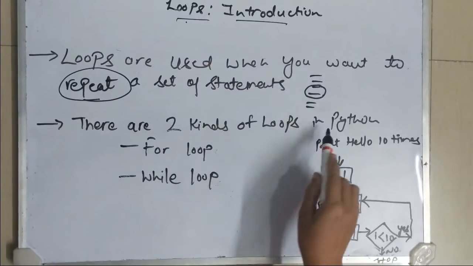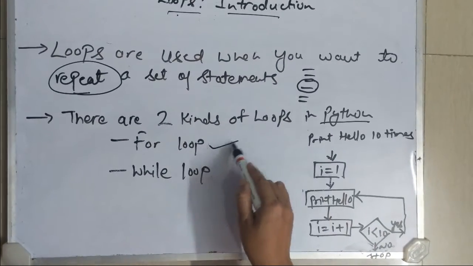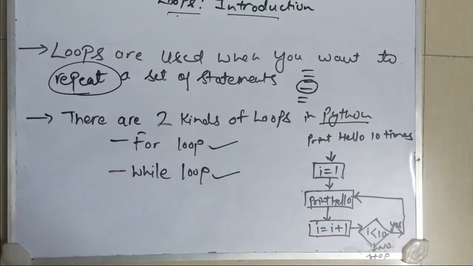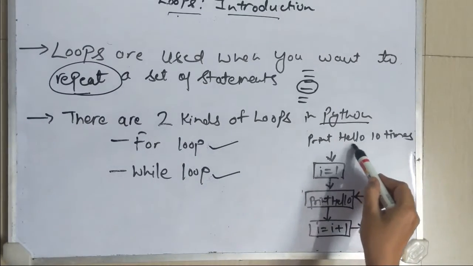There are two kinds of loops in Python. First is the for loop and the second one is the while loop. Let us have an example of loops. Suppose I want to print hello 10 times.